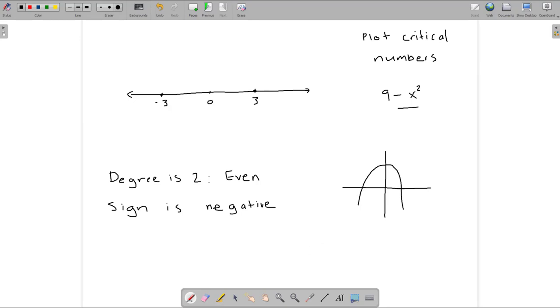But I know what these values are. I solved for them already. They're negative 3 and 3. So I know that this quadratic has to look like this. And then using this, it's kind of easier to tell where your function is positive and negative, right? So over here, I'm below the axis, so that means I'm negative. Here I'm positive because I'm above this axis. And here I'm negative again.